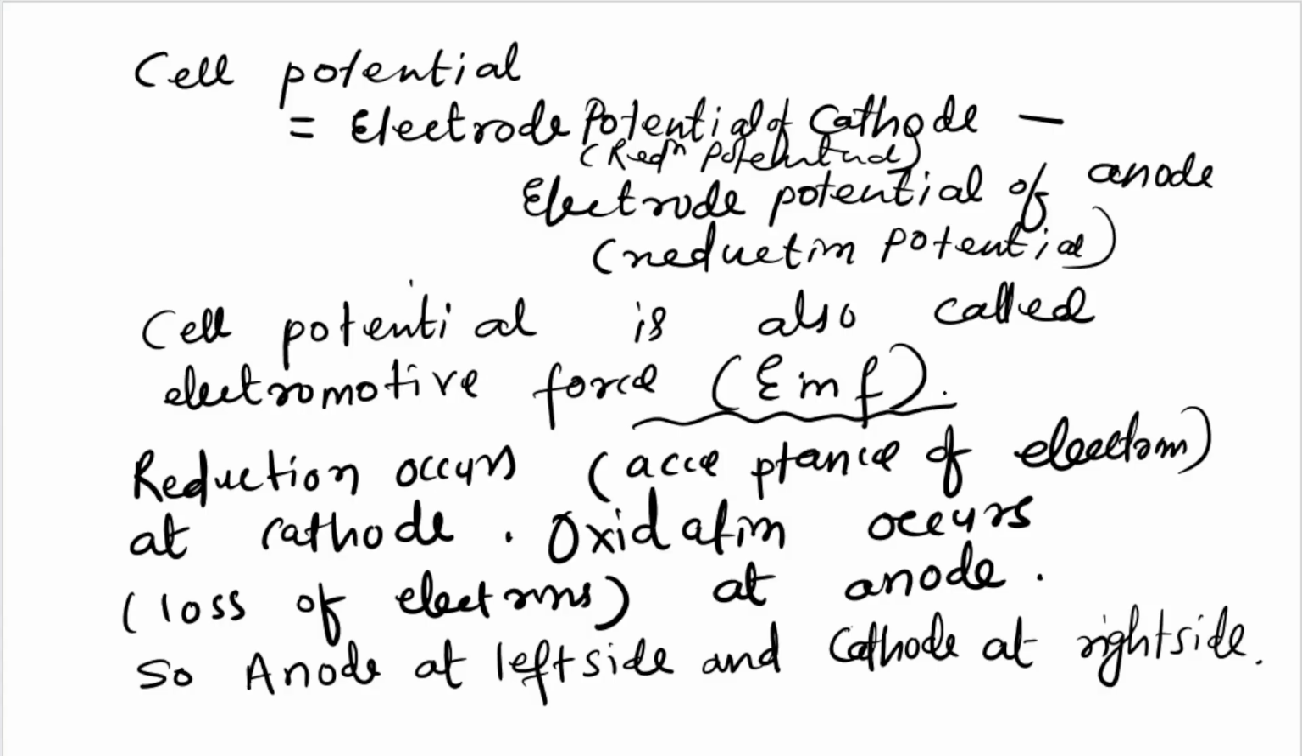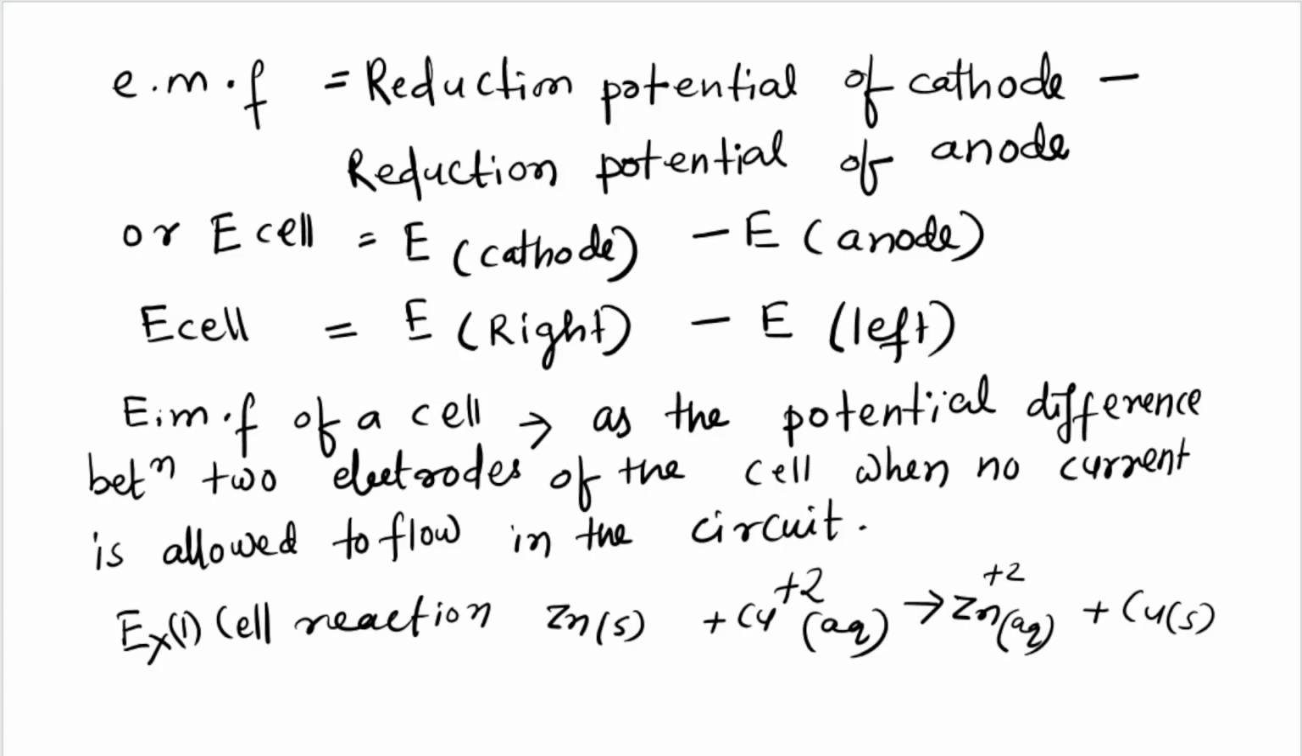Reduction occurs, that means acceptance of electrons, at the cathode. Oxidation occurs, that means loss of electrons, at the anode. Remember, reduction means acceptance of electrons takes place, and oxidation means loss of electrons takes place at the anode. So the anode is on the left side and the cathode is on the right side.